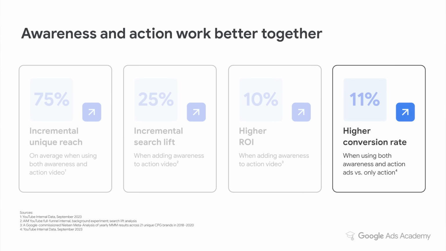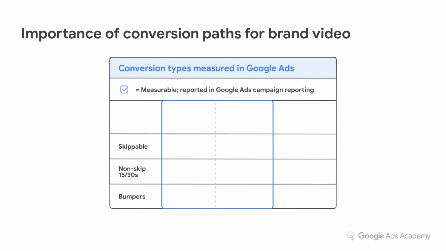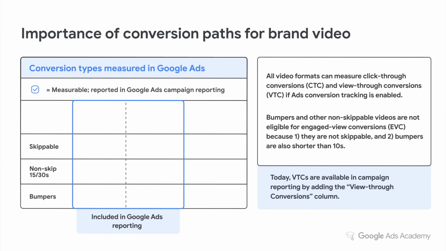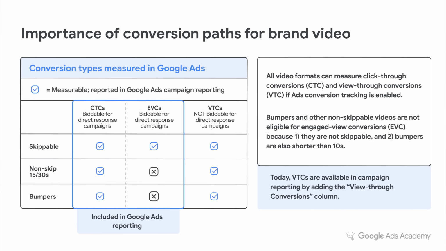Users interact with video and get influenced differently than with other campaign types, and there are a few ways we structure the consumer journey when it comes to analyzing the path to purchase. There are a few conversion types measured in Google Ads when it comes to video. All video formats can measure click-through conversions and also view-through conversions if ad conversion tracking is enabled. Today, VTCs are available in campaign reporting only by adding the view-through conversions column, whereas click-through conversions and engaged view conversions can be biddable, but only for action-driven campaigns.